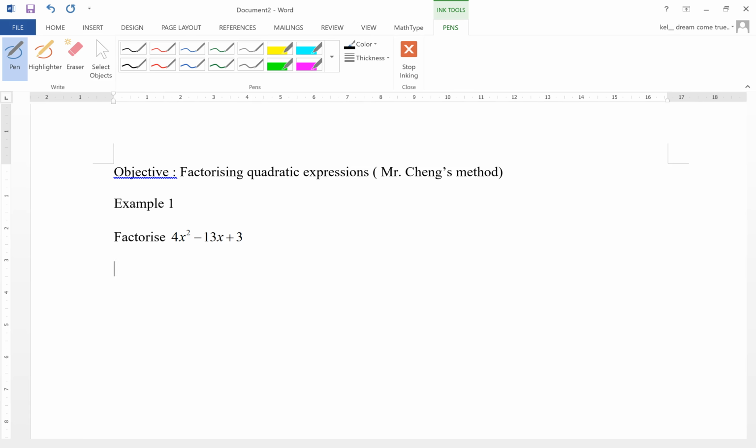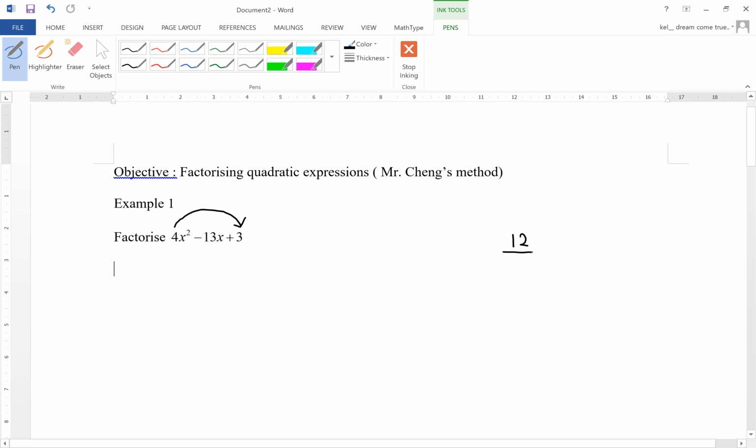So now let's take a look at example 1. When you see a quadratic equation, the first thing you do is take the coefficient of x squared, which is 4, and multiply by the constant term. So I have 4 times 3. 4 times 3 will give you 12.